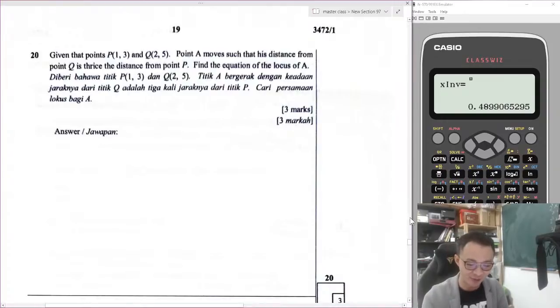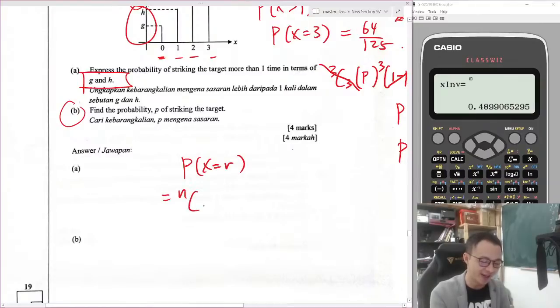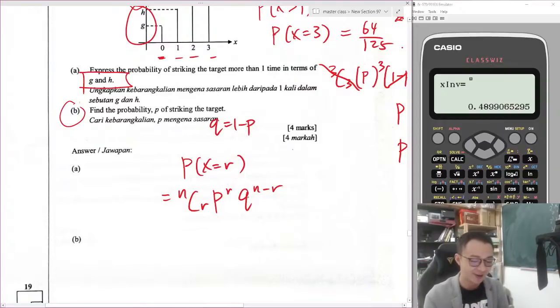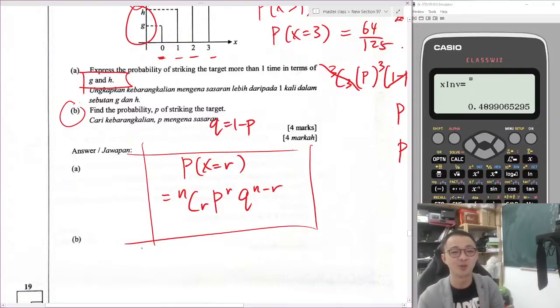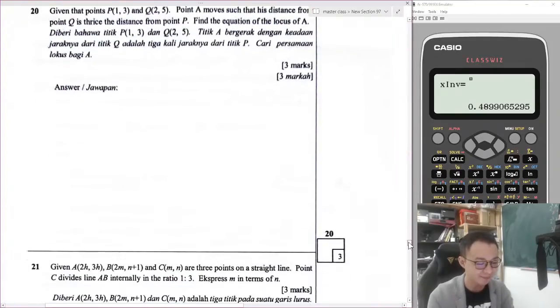You don't understand the formula? Okay. Probability x equals r, the formula is nCr p to the power r, q to the power n minus r. Q is equal to 1 minus P. Maybe just now I straight away did it, trying to substitute this formula back into the equation. The formula is given in the first 2 pages there.